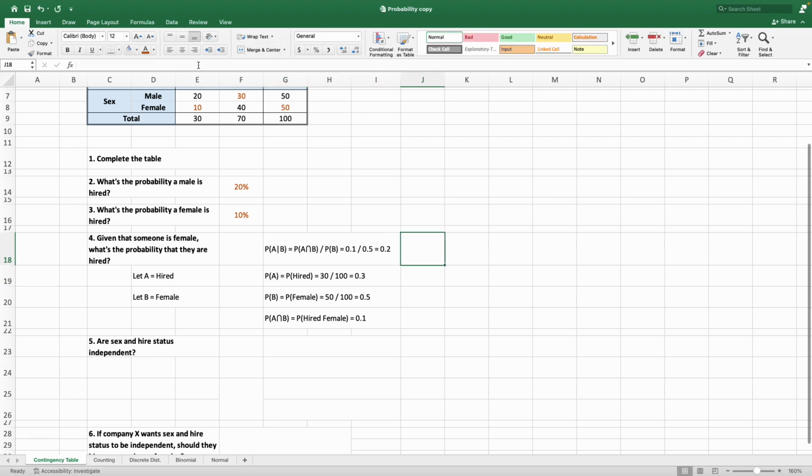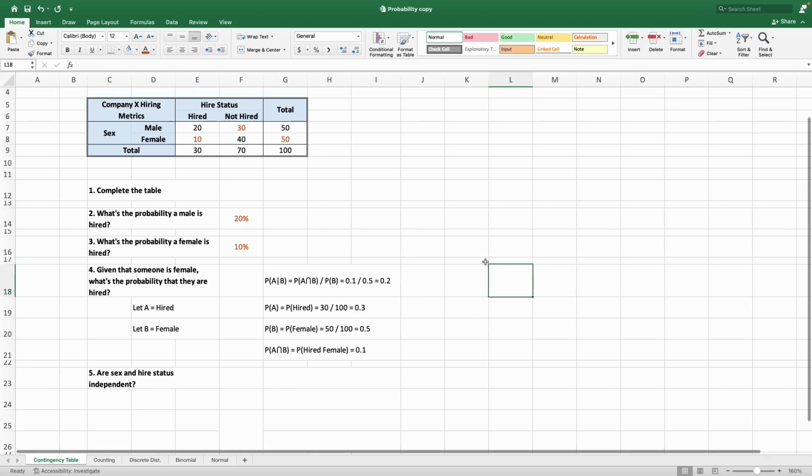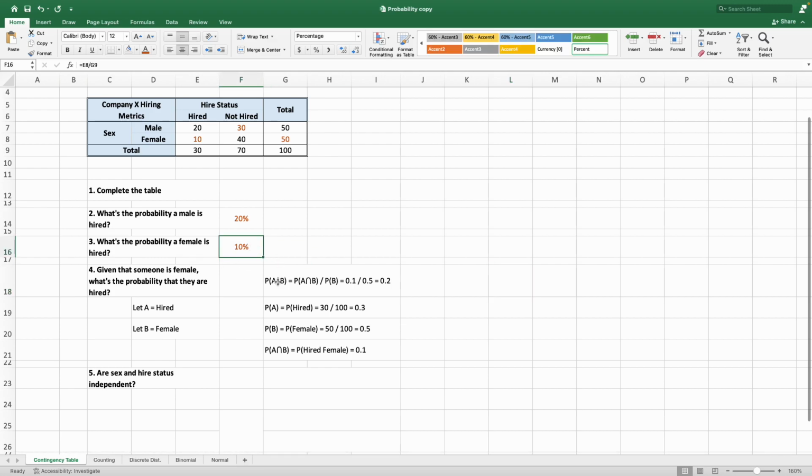If you want to double check your math, you can do it to the side. So you could do 0.1 divided by 0.5. Just remember to put your equal sign, enter, you get 0.2. So notice that this is different. The probability that a female is hired is 10%, but given that someone is female, the probability that they're hired is 20%.